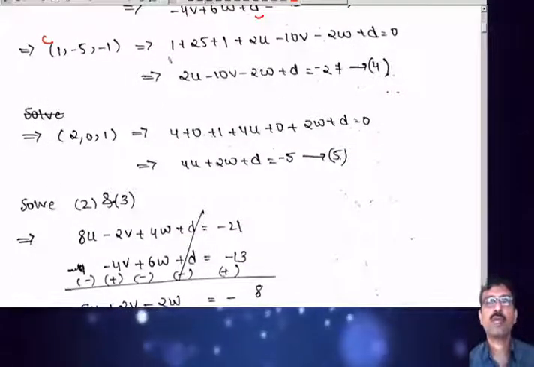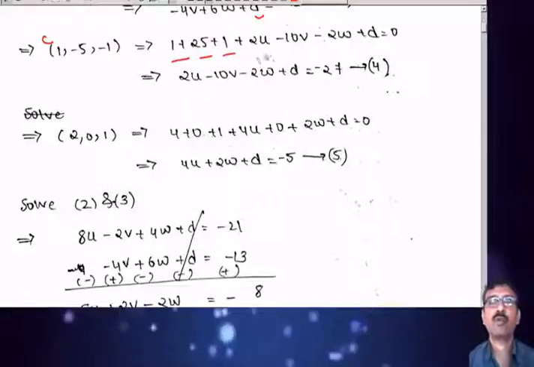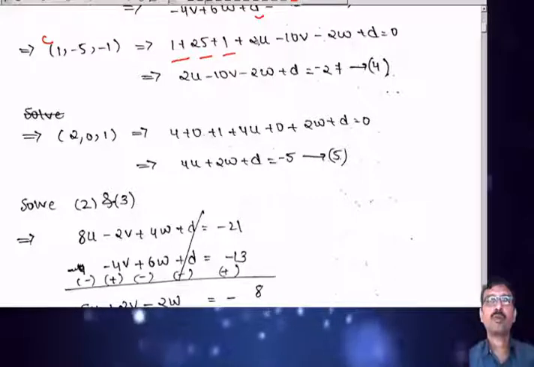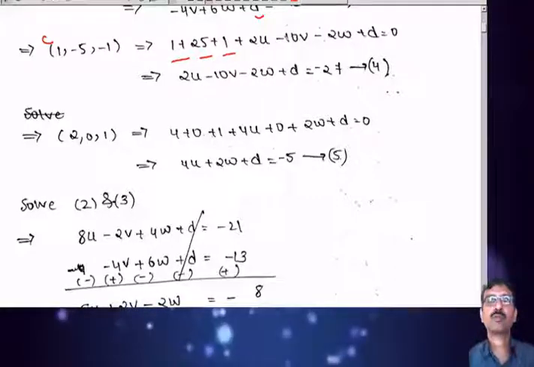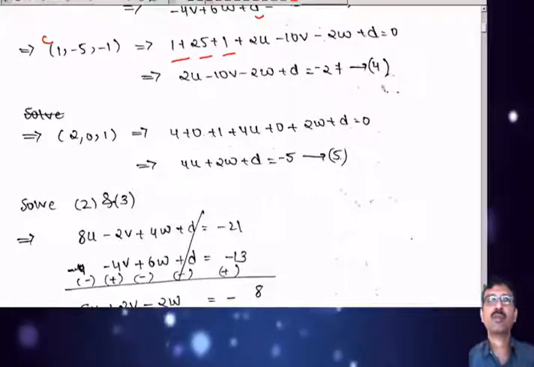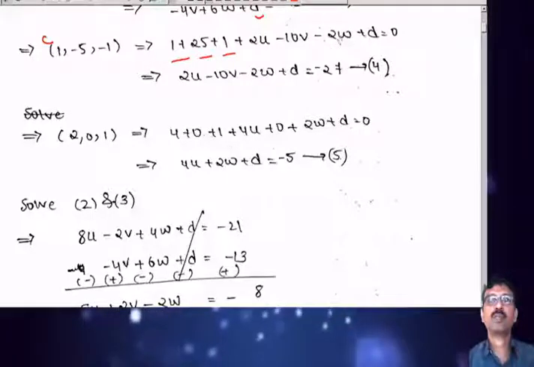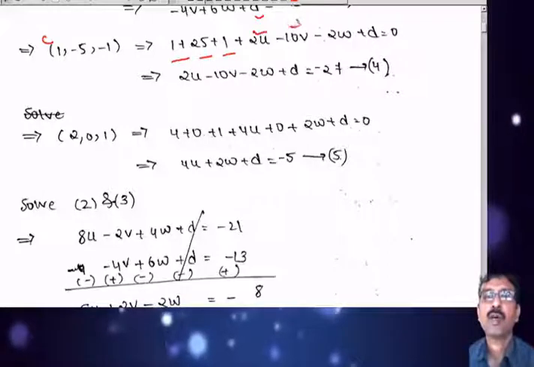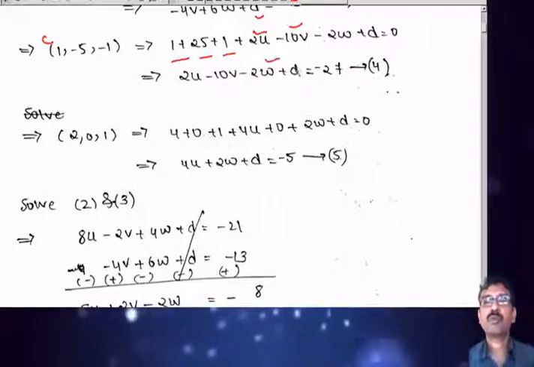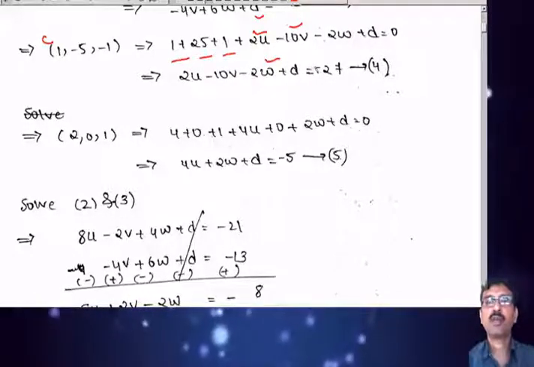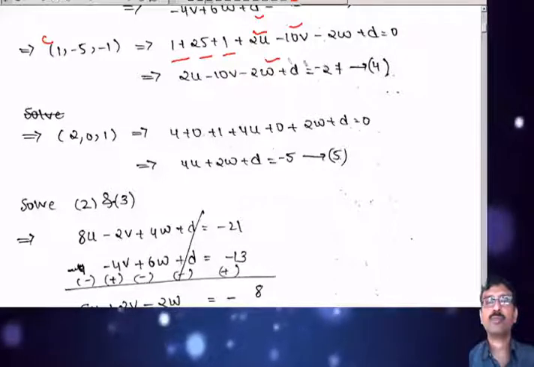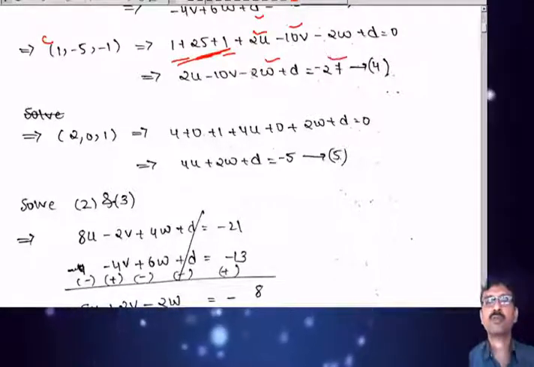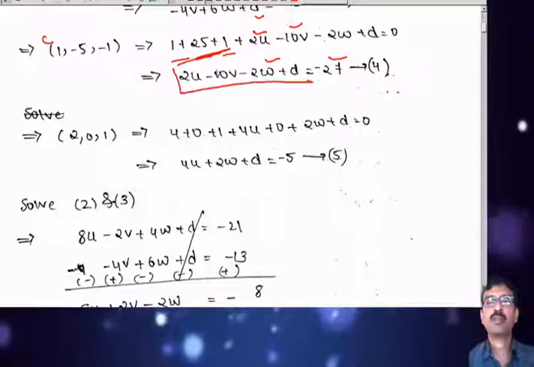Similarly, substituting the third point also, we get 25, 1, x square plus y square plus z square, 2ux, 2vy, that is minus 10v, plus 2wz, minus 2w plus d equal to 0. So 2u minus 10v minus 2w plus d equal to 27. This is totally 27, shifting to the right, minus 27. This is equation number 3.